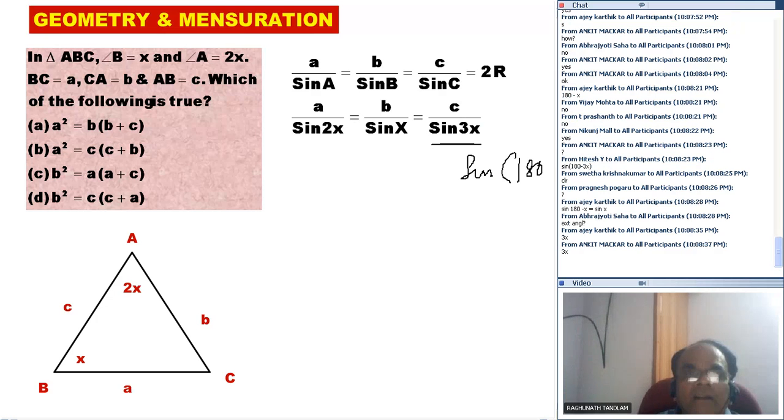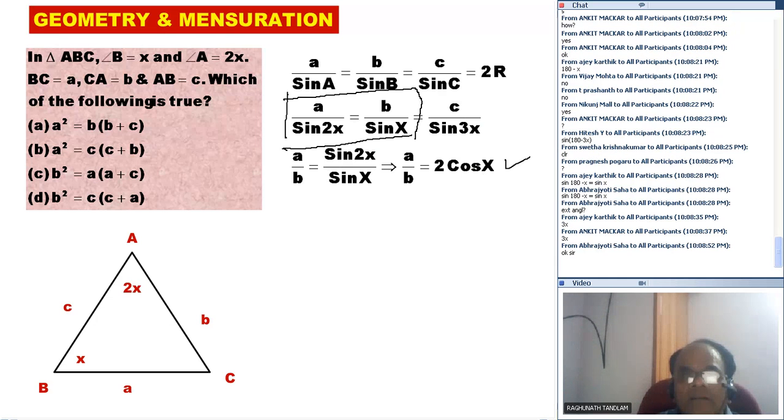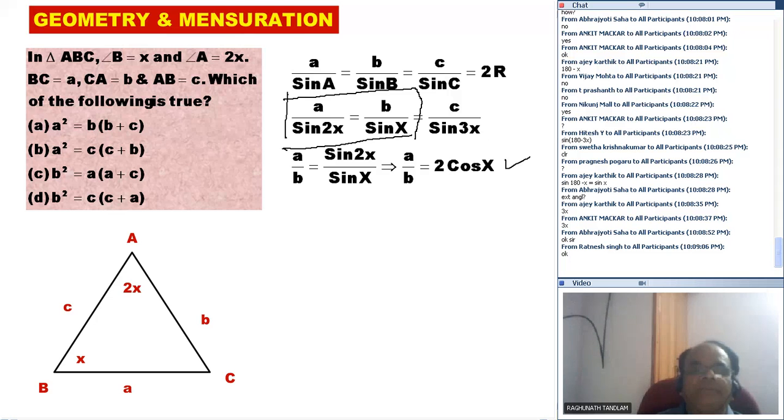Now, take the first two equations. a by b equals sine 2x by sine x, which means a by b is 2 cos x. Now take the other equation. a by c is sine 2x by sine 3x.